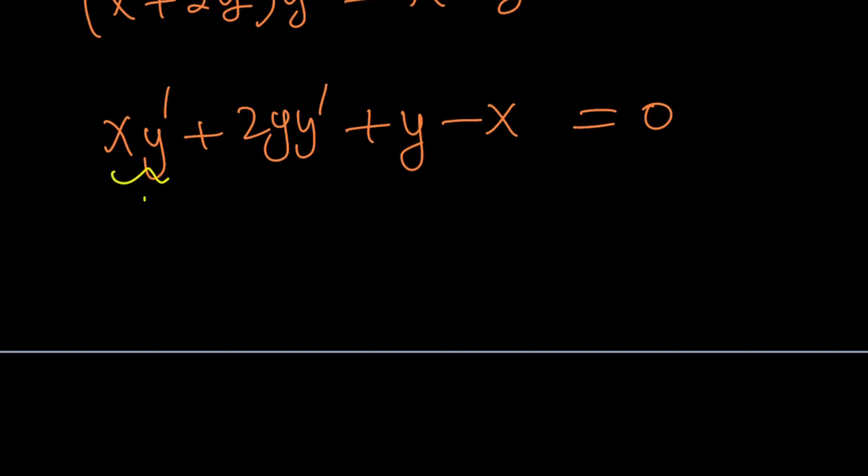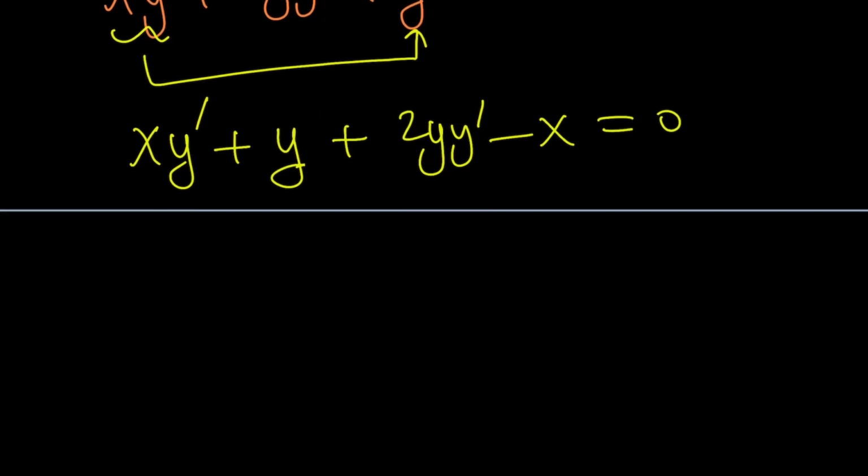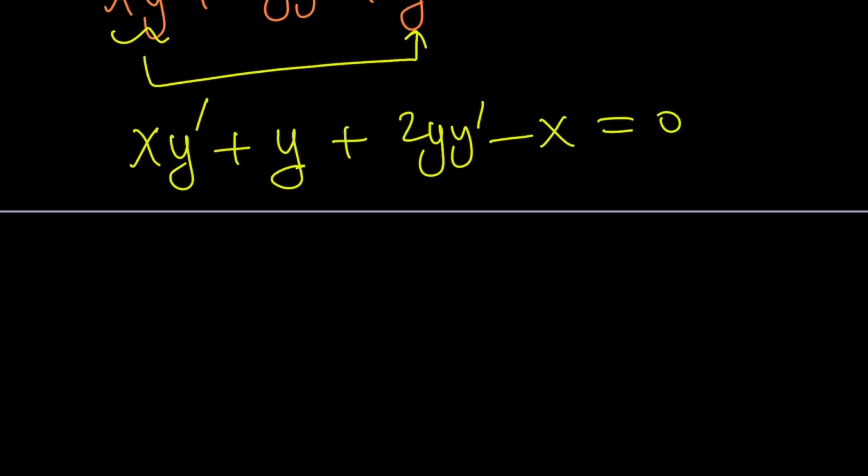First of all, I want to bring these two things together. I'll tell you why. xy prime plus y, and then plus 2yy prime minus x equals 0. So I want you to take a look at xy prime plus y. And this should remind you of something. And what should it remind you of? Well, if you think about this, this is the derivative of y times x, and then the derivative of x times y. Because the derivative of x is 1, I can actually insert a 1 here, which can be written as the derivative of x.